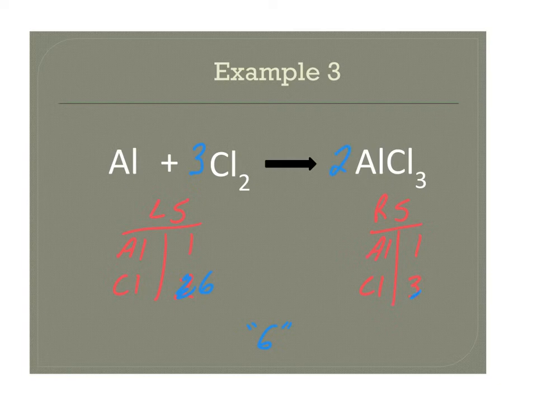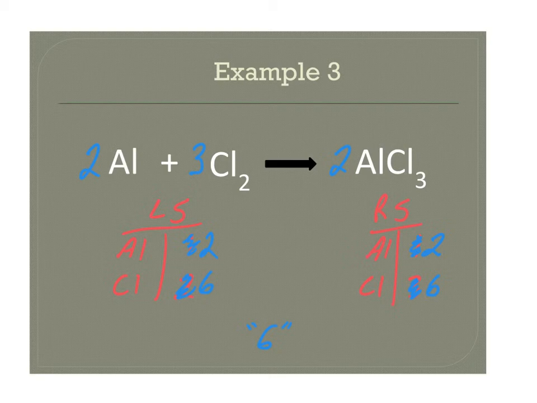So multiplying that by 2, it will give me 6 chlorines. But I have to go back and check, because by adding the 2 there, I now have 2 aluminums. And so I have to account for that. Those 2 aluminums, it means I'm going to have to go back to my left-hand side and add a 2 in front of that Al. And that'll give me 2.